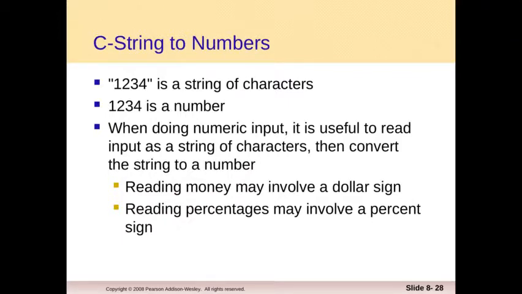Converting C strings to numbers. We already talked about the fact that all input and all output eventually is done in the form of individual characters. When the user enters 1, 2, 3, 4, that's just a stream of characters, a sequence of characters. And we can read that as a C string, or we can read that as a number. But how are the characters actually converted to a number? That's an interesting question.